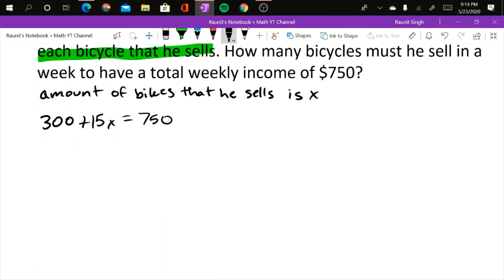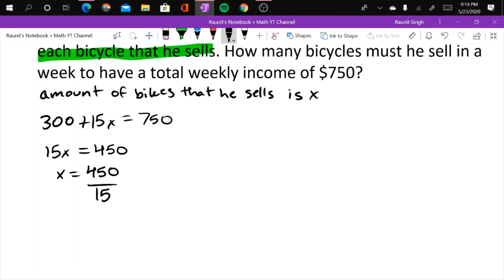So we need to subtract 300 from both sides in order to have the x's on one side and the numbers on the other side. So 750 minus 300 is equal to 450. And then we have x equal 450 divided by 15. Remember, I said in the last problem as well, that if you want to get rid of the coefficient next to x, you have to divide the whole equation by the coefficient.